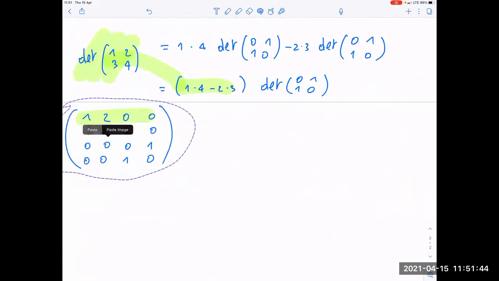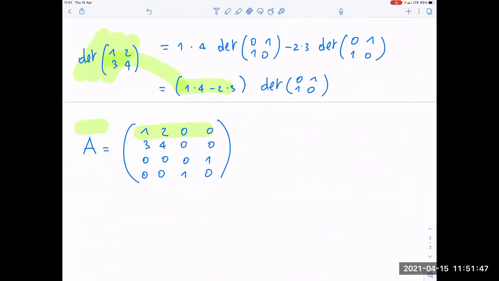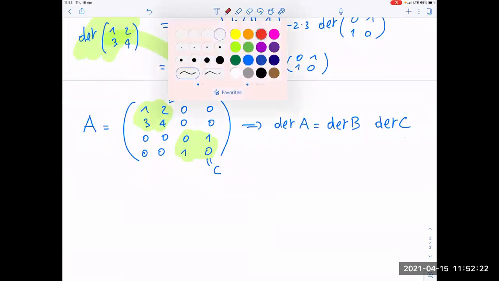So the conclusion is that if A is like this, then the determinant of A is the determinant of these 2 by 2 times the determinant of these other 2 by 2. So what we get at this point is the determinant of B times the determinant of C. And this is a typical situation of these block matrices. So let's make a quick note.